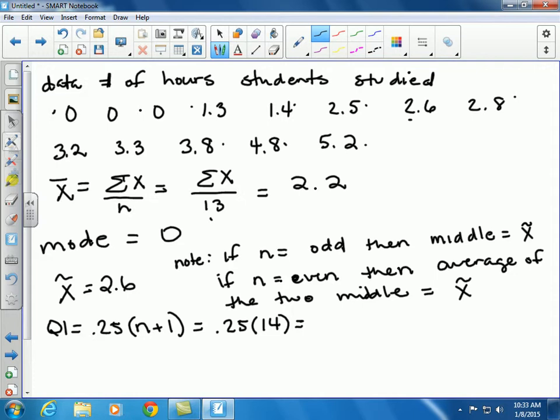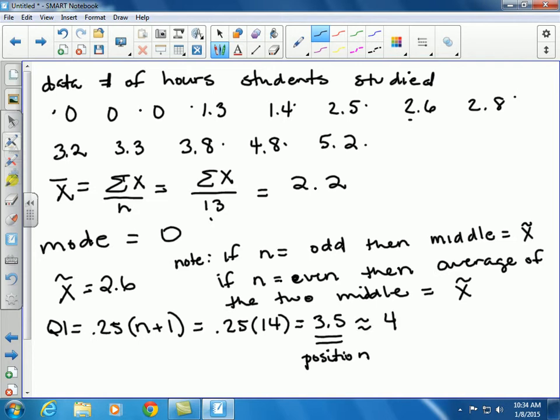I'm doing a little computation while you catch up. I get 3.5. Now be very careful. 3.5 is not the quartile, it's a position. This is a position in the data set. So that position, you're going to round it like you always round. So it rounds to 4.